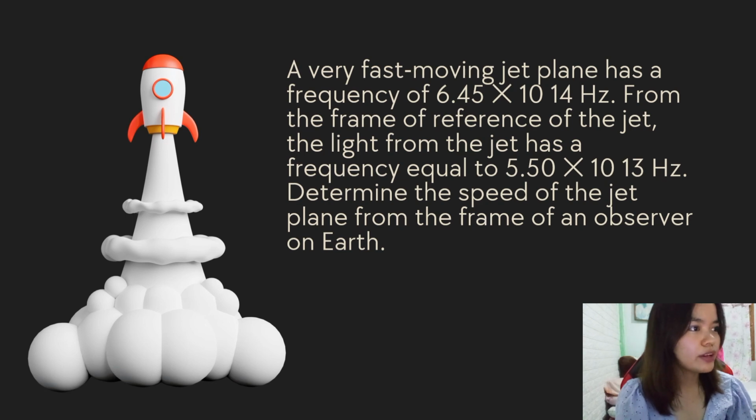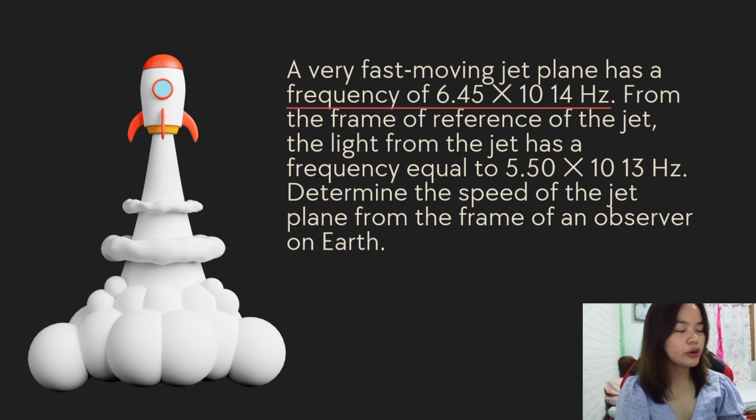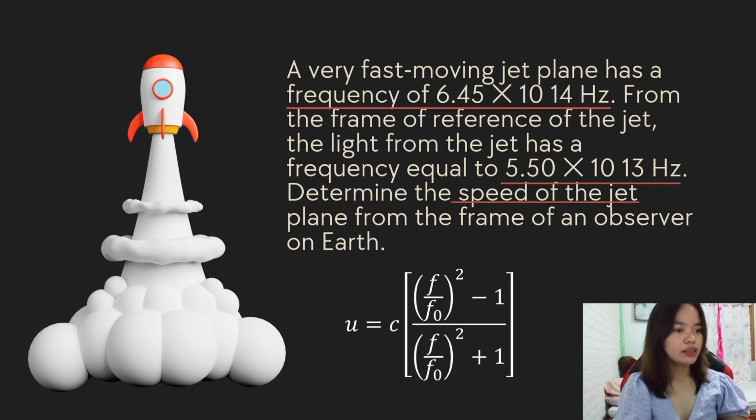Let's identify the given values, and we have frequency, which is 6.45 times 10 raised to 14 Hz, and the light from the jet has a frequency equal to 5.50 times 10 raised to 13 Hz. And it also says at the end of the problem that we should determine the speed of the jet plane from the frame of an observer on Earth, which means we will derive u from the formula of Doppler shift, and we will have the formula u equals c multiplied by ((f over f sub 0) squared minus 1) over ((f over f sub 0) squared plus 1).